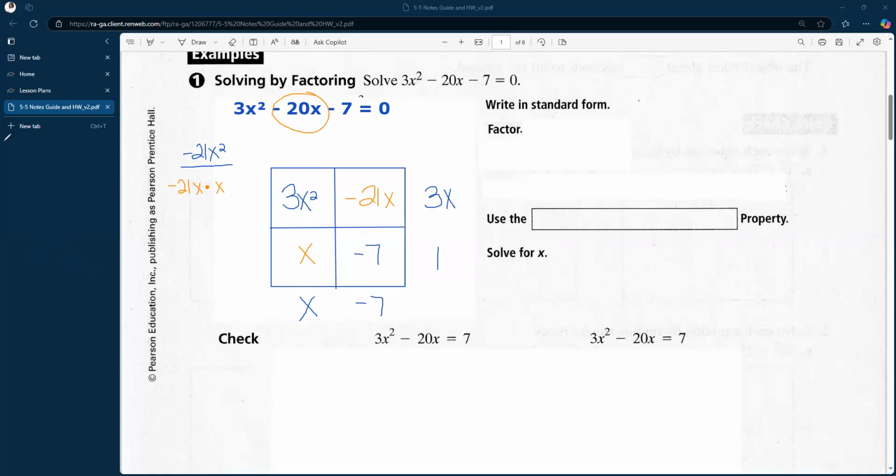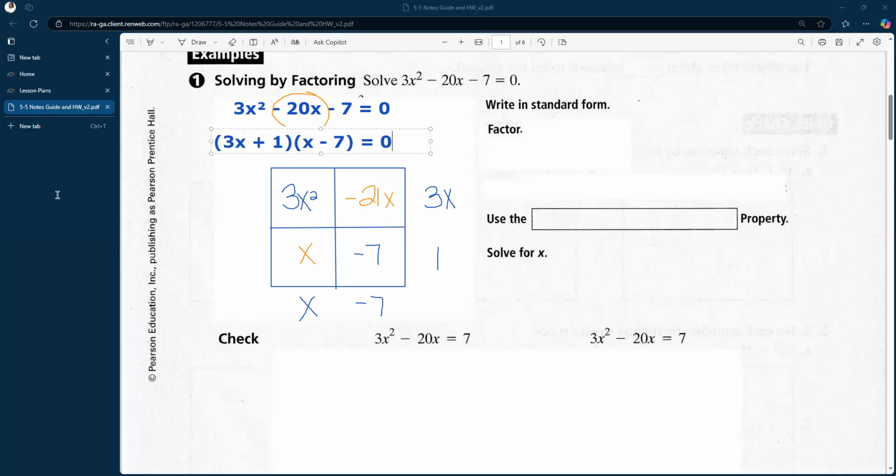Those are my factors. And I always like to check my signs. My signs are good. I am going to write my factors. So my factors are 3x plus 1 times x minus 7. And those are going to be set to 0.